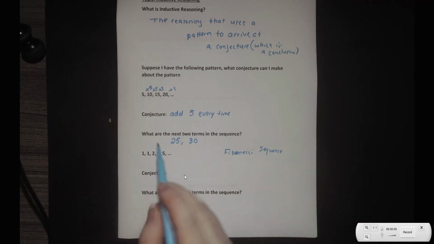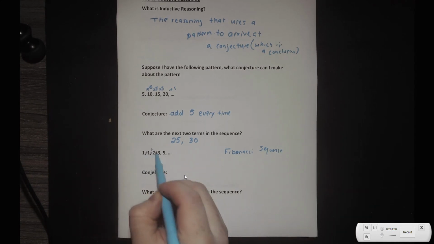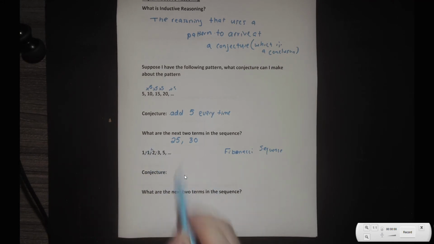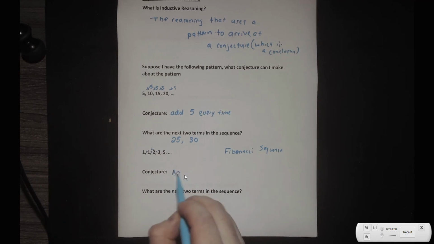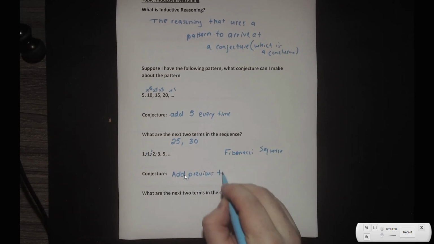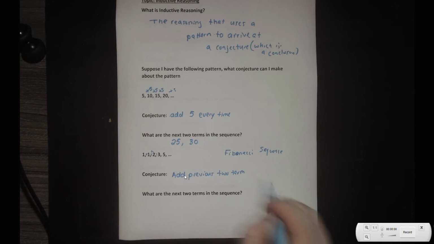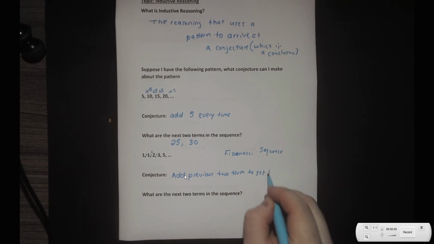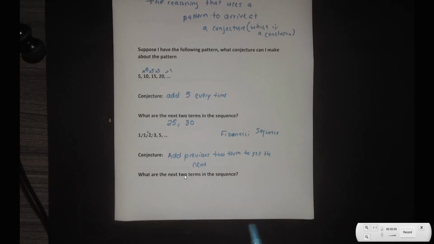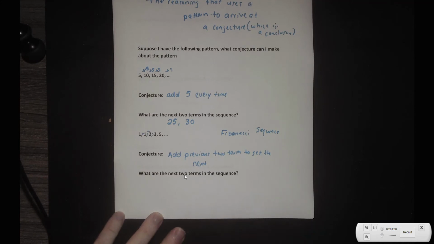And the way it works is you add the previous two to get the next one. So 1 plus 1 is 2. 1 plus 2 is 3, 2 plus 3 is 5, so on and so forth. So you add the previous two terms to get the next. And so it's actually a famous sequence, and it occurs in nature, so that's why it's pretty interesting. What will the next two terms be? Well, 3 plus 5 is 8. And then 8 plus 5 is 13.